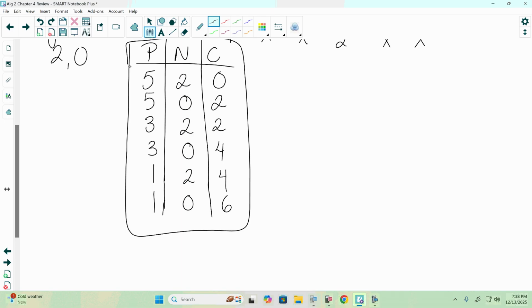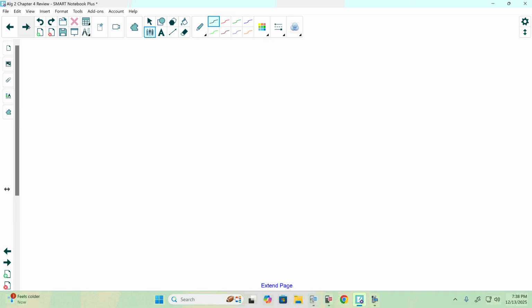Because the total number of solutions needs to be 7 each time in each of the rows. Because 5 plus 2 is 7. 5 plus 0 plus 2 is still 7. 3 plus 2 is 5, 6, 7. 3 plus 0 is 3, plus 4 is 7. 1 plus 2 is 3, plus 4 is 7. 1 plus 0 is 1, plus 6 is still 7. We still have that total of 7, which is our degree.